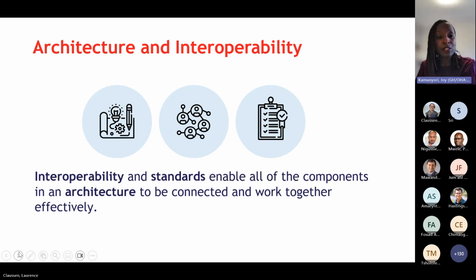So when implementing a digital community system, it's important to understand where the system fits into the wider national digital health architecture, as well as which standards it needs to adhere to in order to allow interoperability within the health information exchange. And the toolkit goes into an overview of these concepts in order to help bring the audience up to speed on these concepts. Next slide, please.